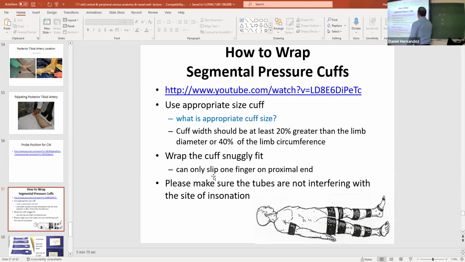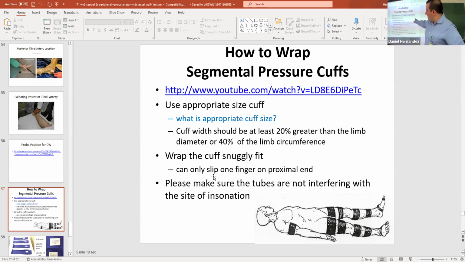So how to wrap segmental cuffs. Again, we want to use the appropriate size cuff. So what is the appropriate size cuff? This is according to vascular boards and textbooks. The cuff width should be at least 20 centimeters greater than the limb diameter, or 40% of the limb circumference.